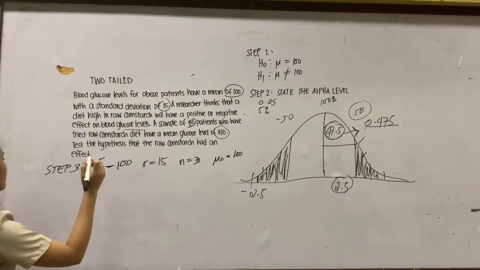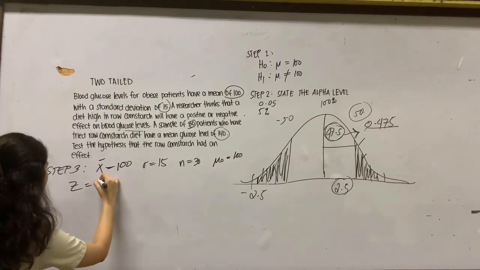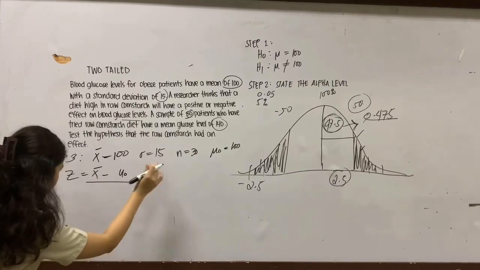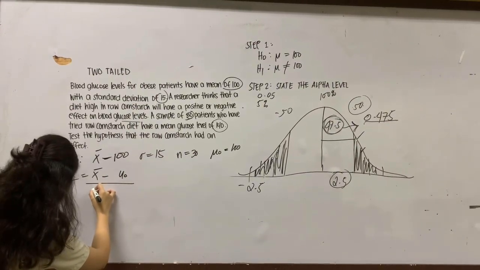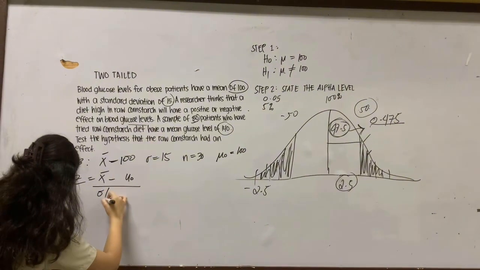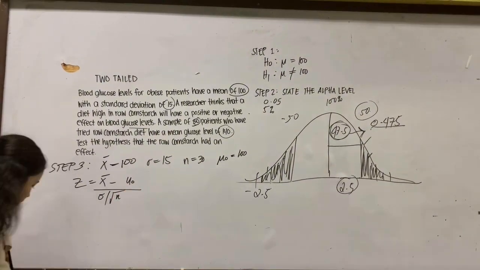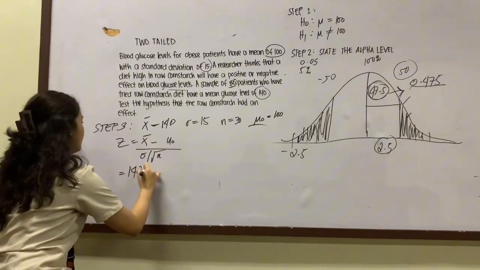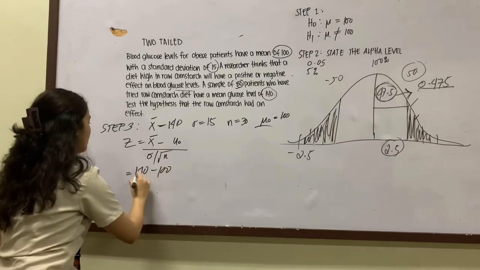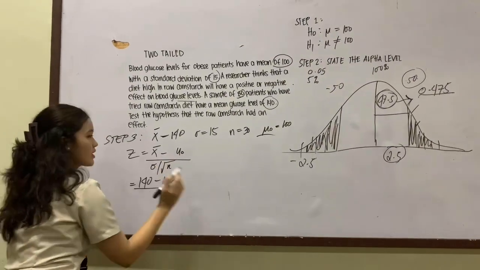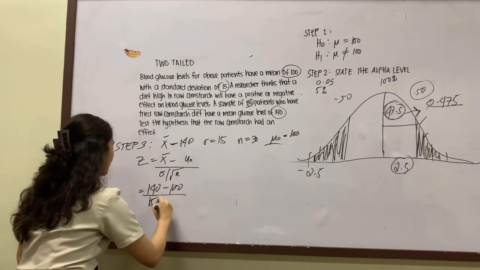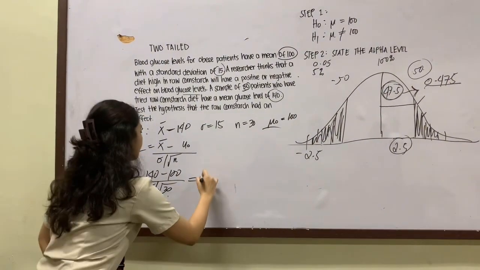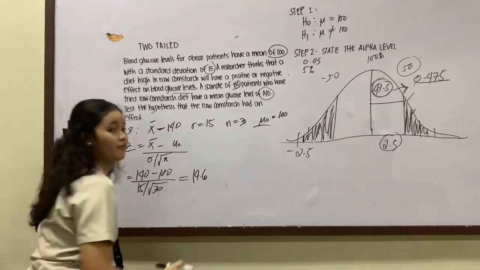Now, the formula is z equals the sample mean minus the population mean, over the standard deviation divided by the square root of the sample size. So our x is 140 minus the population mean 100, over the standard deviation 15, divided by the square root of 30. And if you calculate this all, we have 14.6. And this is our z value.